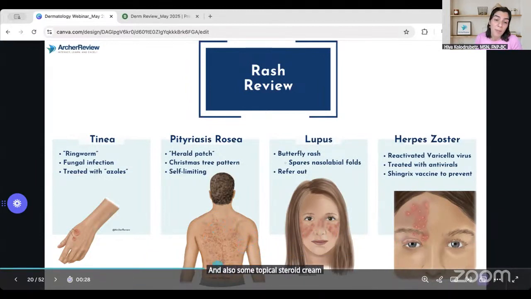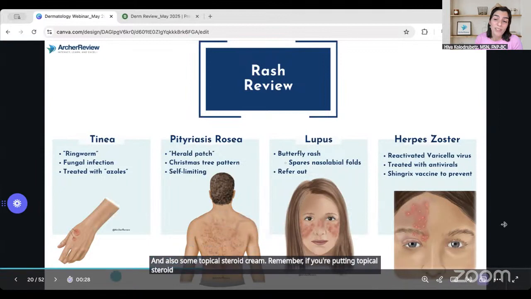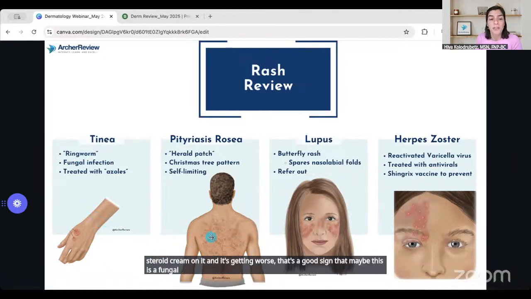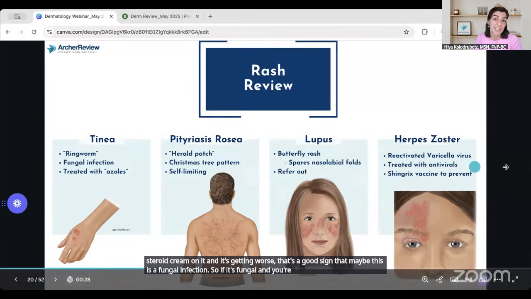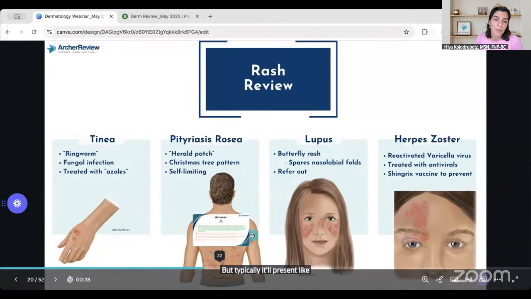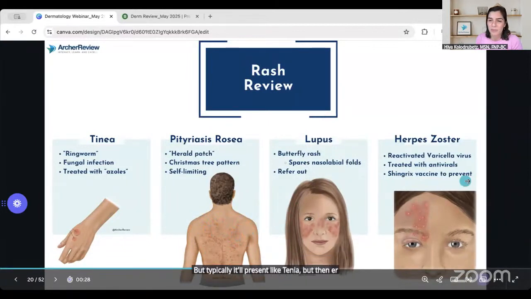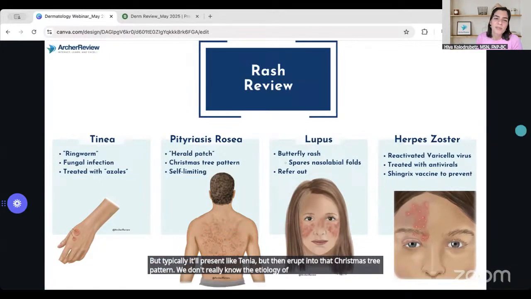So typically that patient will need some antihistamines and also some topical steroid cream. Remember, if you're putting topical steroid cream on it and it's getting worse, that's a good sign that maybe this is a fungal infection. So if it's fungal and you're putting that steroid cream on it, it's going to get worse. But typically it'll present like tinea, but then erupt into that Christmas tree pattern. We don't really know the etiology of pityriasis rosacea. We think it's viral. Again, it is self-limiting, but you have to manage those symptoms.